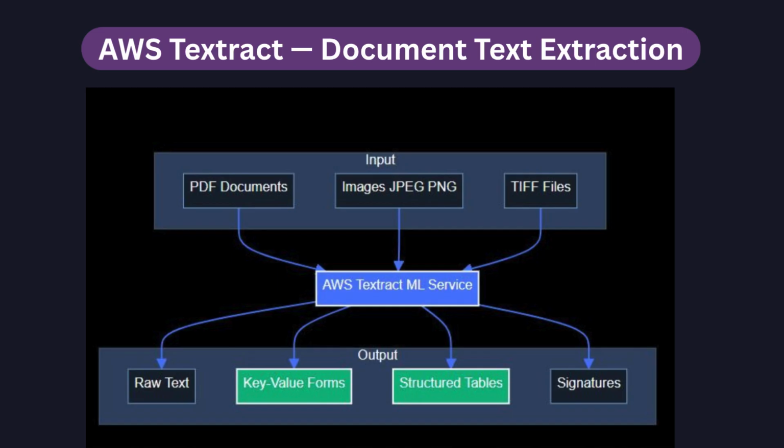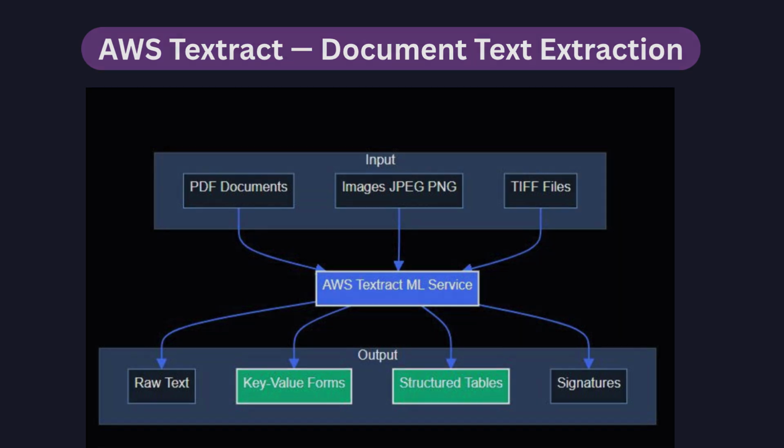AWS Textract goes beyond traditional OCR by preserving relationships between data, such as key-value pairs and table structures, making the extracted information more meaningful and ready for further processing.